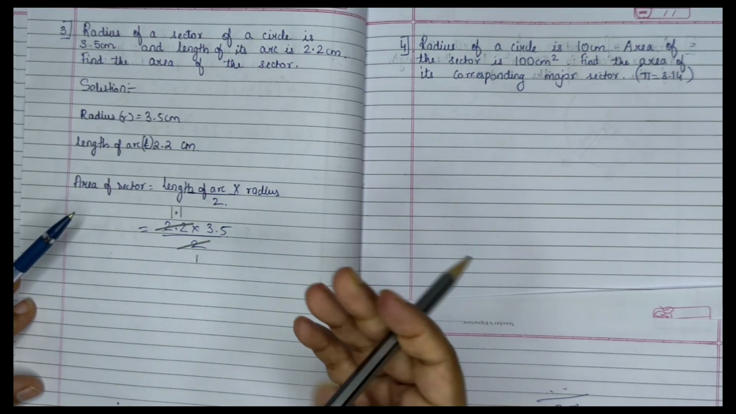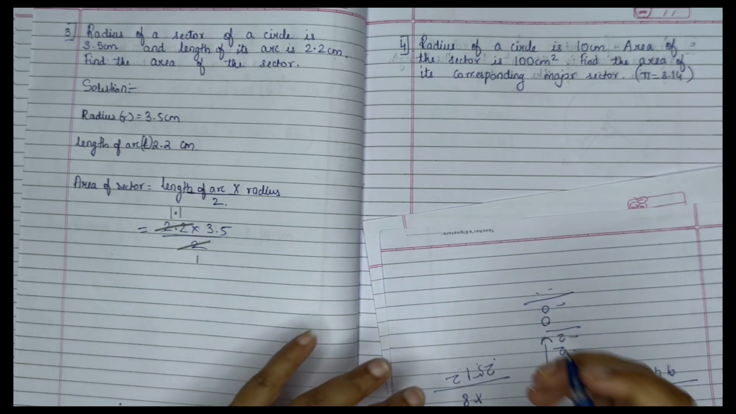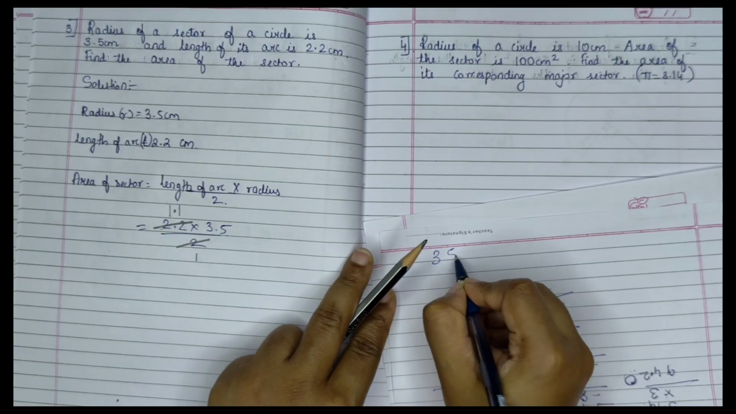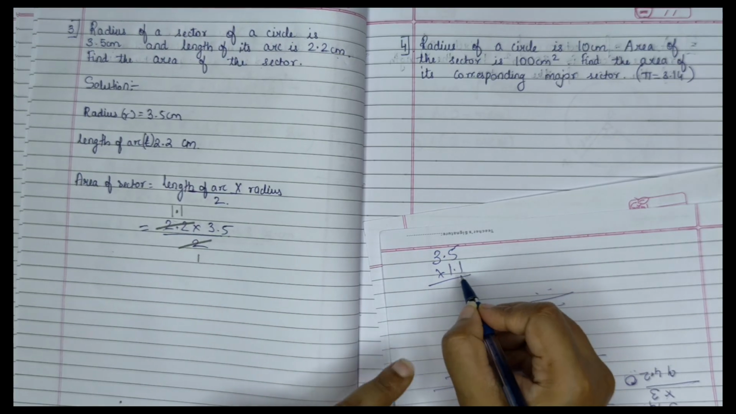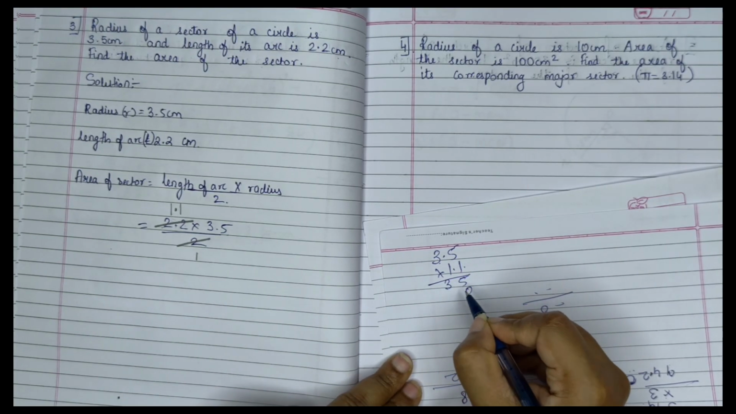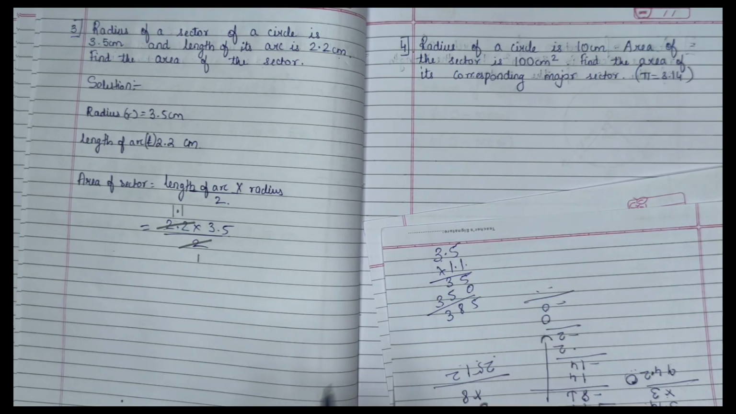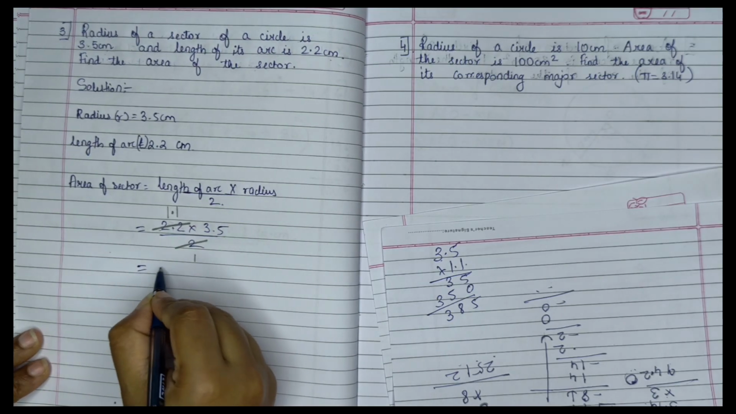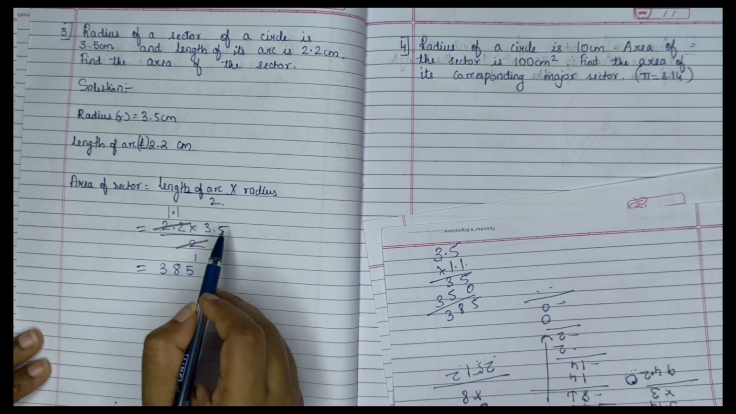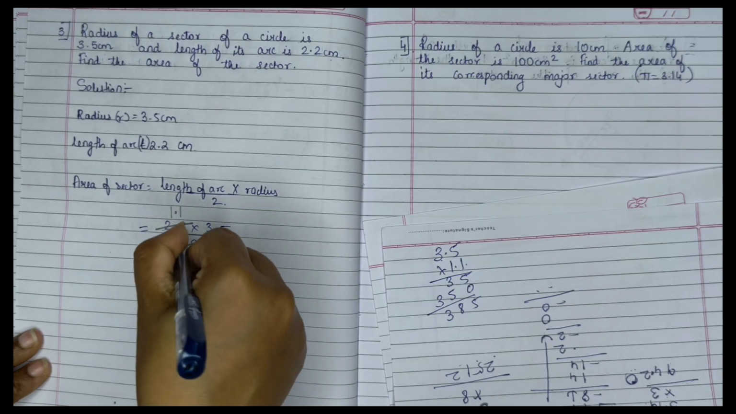Then you can multiply this. 3.5 multiplied by 1.1. See here, 35. 1 5s are 5, 1 3s are 3, again 1 5s are 5, 1 3s are 3. That gives 385. Now see here, there is a point after one number here, and again after one number there is a point.